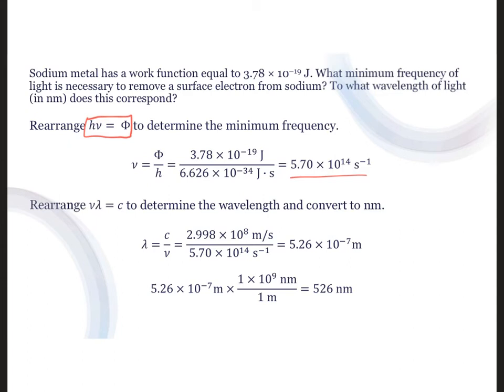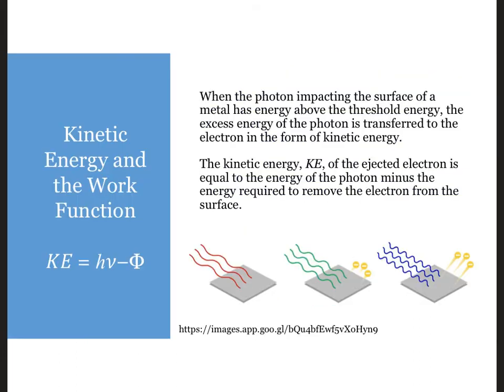Next, we'll use c equals lambda times nu and rearrange to solve for wavelength, lambda. We get a value in meters, but it's customary to report the wavelengths for visible light in nanometers. So let's do that conversion next. Our final answer is 526 nanometers.